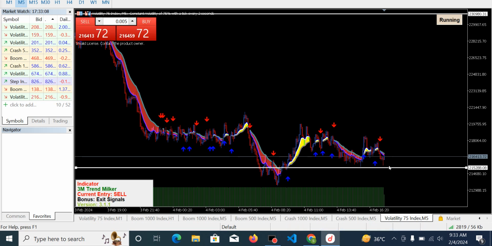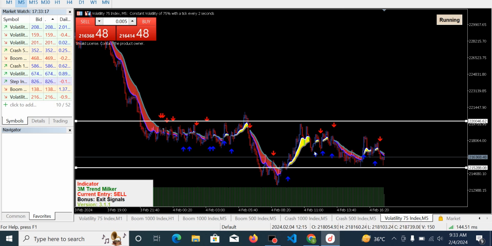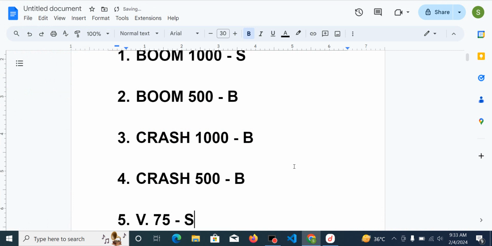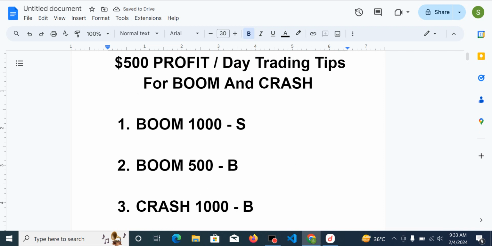But if it's unable to break out below this, then it will go back on a buy trend and see if it can break out above this resistance zone. Okay, so this is very important. For now this is still selling at the moment. Might not be for a very long time, but it is still selling. Okay, so these are all that we are able to come up with.